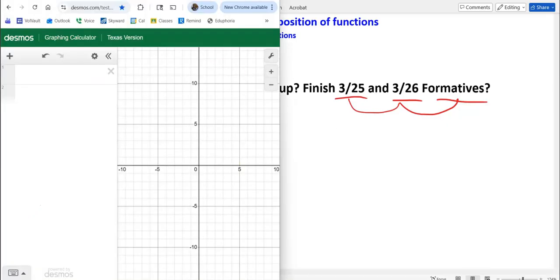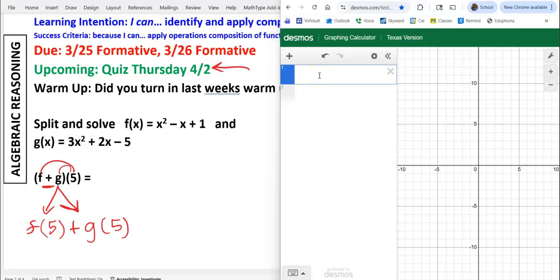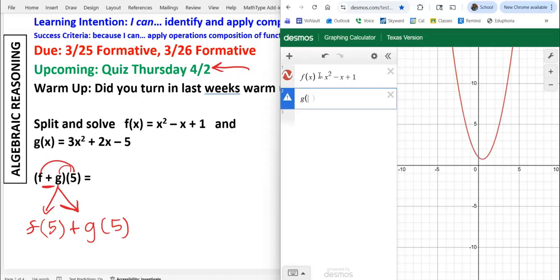So let's try that. Hold on one sec. First off, I can put f of x. Just type it in. x squared minus x plus 1. Go down. Type in g of x. 3x squared plus 2x minus 5.